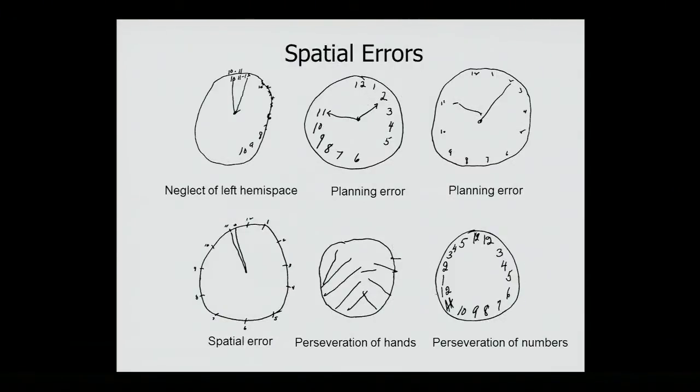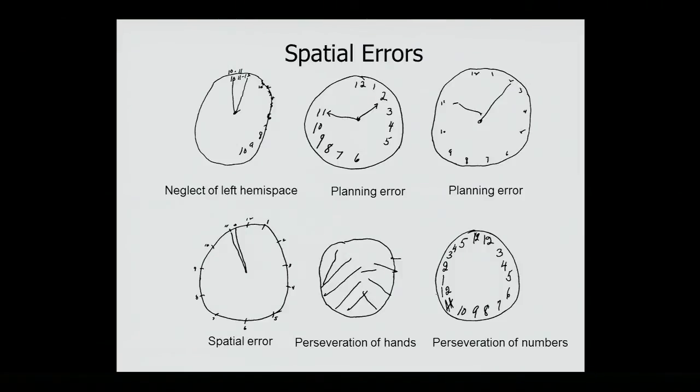One way we can look at that is to look at the kinds of errors that are made. Take a qualitative look at it. So we can look for spatial errors, various kinds of spatial errors. If a person is constructing and has a spatial deficit, they may make these kinds of errors.